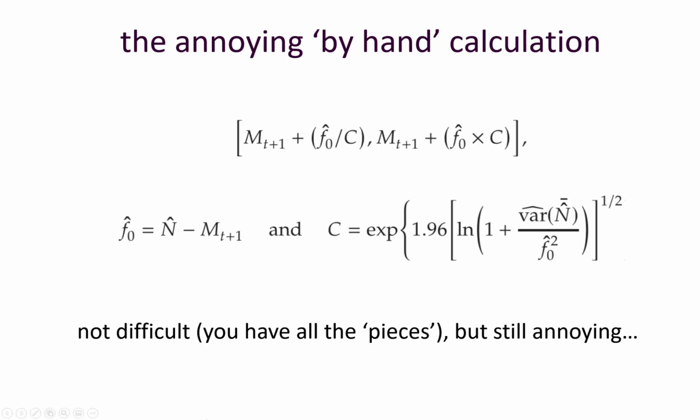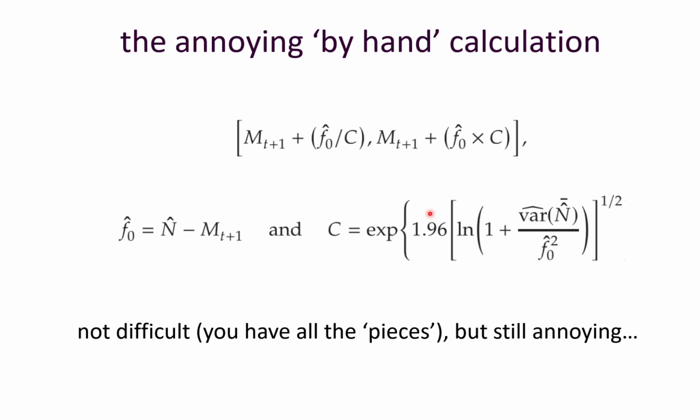There's part of what you need for this equation. Okay, you need to have F0. Well, you know what the estimate of F0 is because it's the abundance estimate minus M at t plus 1. Okay, so you got your model averaged abundance estimate. You know what M at t plus 1 is, and so you simply have to do that calculation.